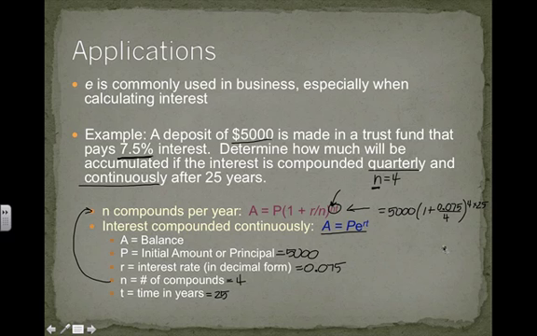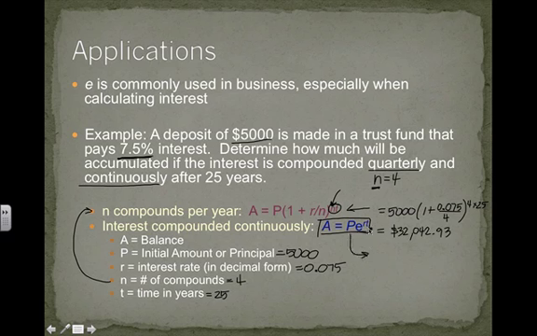Okay, hopefully you've plugged that in. You should have gotten $32,042 and 93 cents. We're going to round that. That's pretty good. We started with 5,000. After 25 years of quarterly compounding, we're now at $32,000. That's a great profit. But now we're going to see what the difference is if we were to compound it continuously. Okay, so that means we're going to use this equation right here.